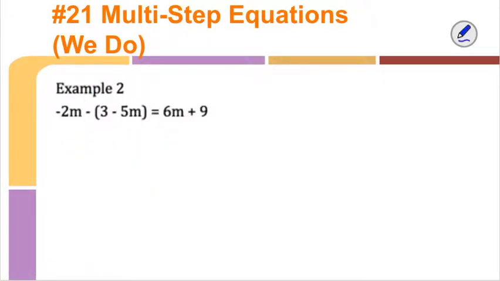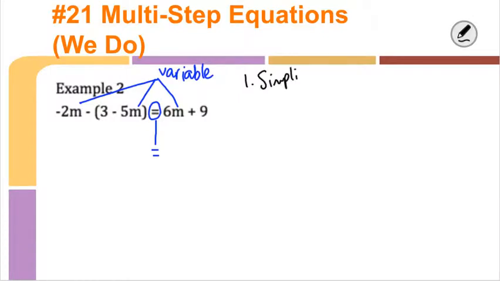Okay, so example 2. First, I want to find my middle. That's my equal sign. Next, I want to determine my variable. So I see m's, and that's my variable. Next, my first thing is that I want to simplify each side.